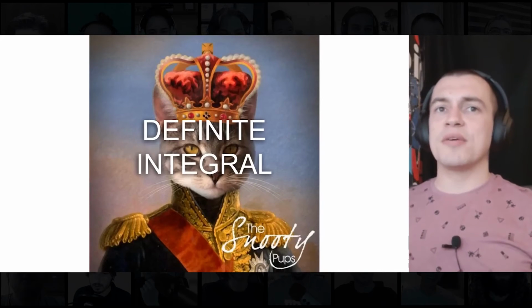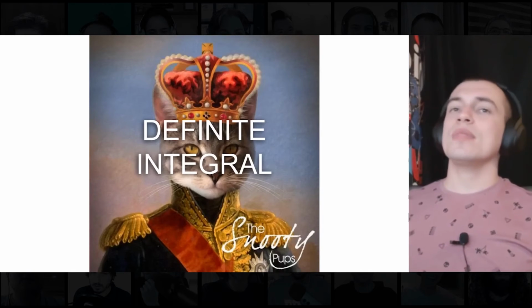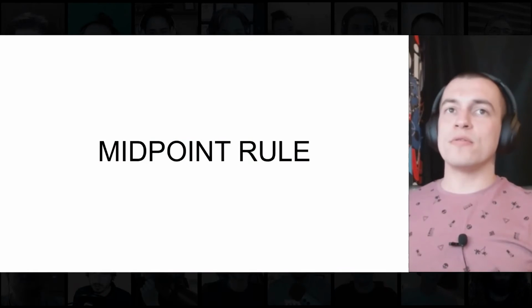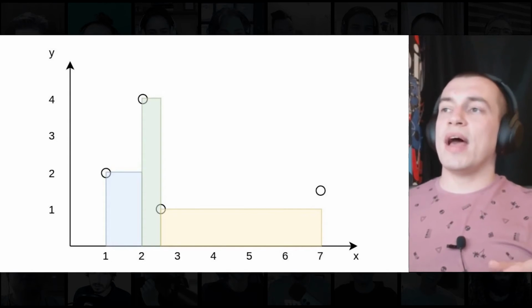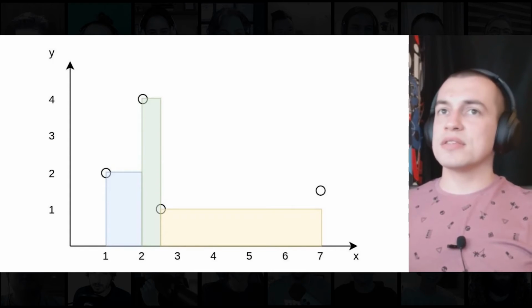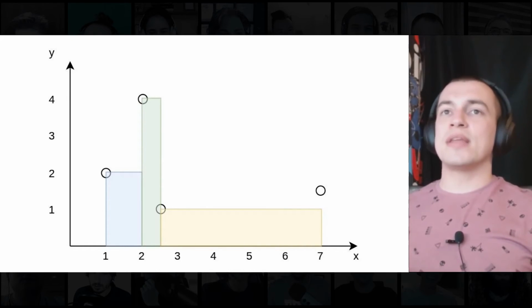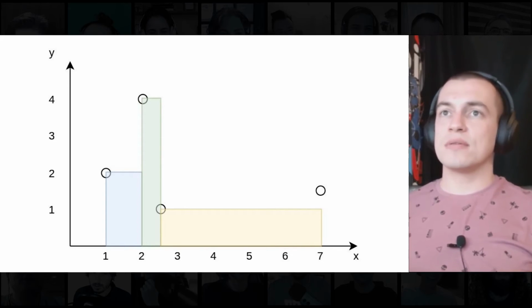And there are multiple ways to calculate the definite integral, but we're going to cover only the most popular ones. And the most simple way to do it is by midpoint rule. In essence, we have to imagine that we have rectangles formed by every point. We have to calculate the area for every rectangle, and we have to sum the areas of those rectangles.